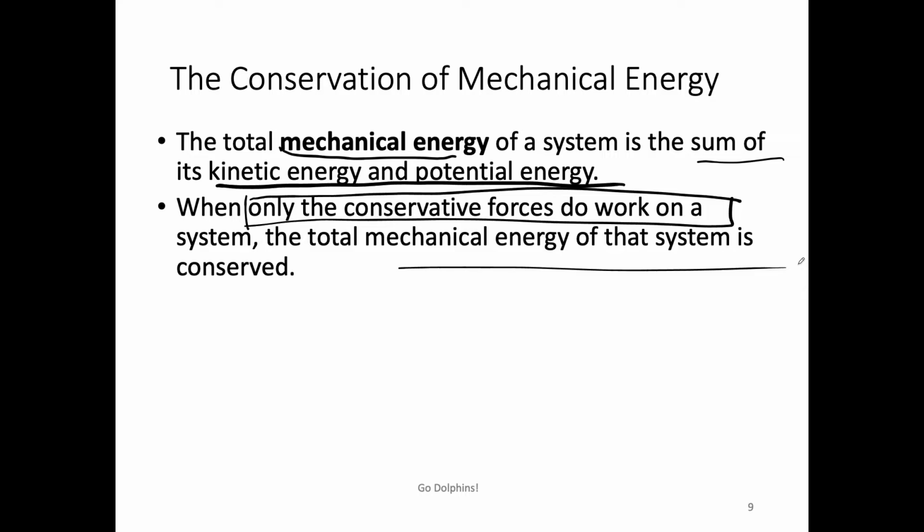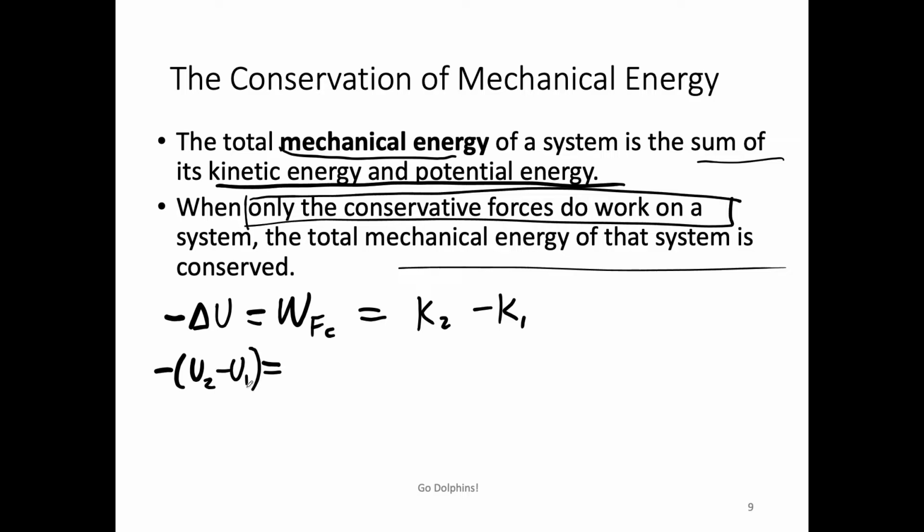We can prove this. Only conservative forces do work on the system. So the work done by all the conservative forces equals the total work, which equals the change of kinetic energy from the work-energy theorem we just reviewed in the last lecture, right? And I also know the work done by a conservative force equals the negative of the change of potential energy. Now, the negative change of potential energy is the negative of the final potential energy minus the initial potential energy. And it also equals K2 minus K1.